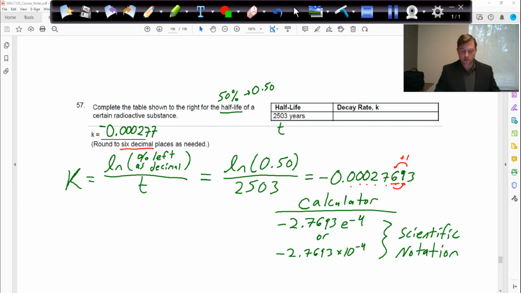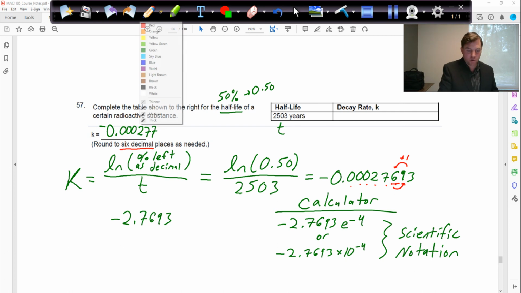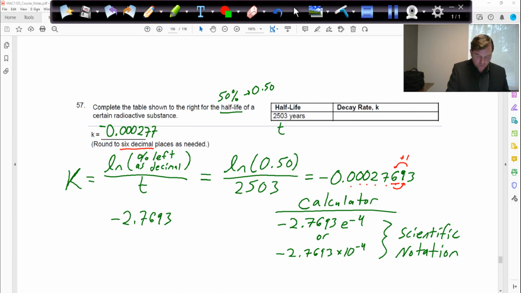Now, how do you handle that? Well, the way you handle it is, if you're starting with negative 2.7693, this negative 4 power is telling you how many jumps to make with your decimal place. And if it's negative, it's jumps to the left. Make the number smaller. So I'm going to jump this 4 to the left. 1, 2, 3, 4. And in place of these open spots, we're going to write zeros. So 1, 2, 3. The decimal's now there, and then we add a leading 0.